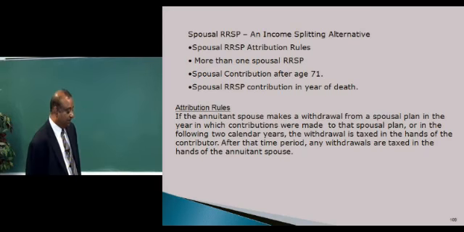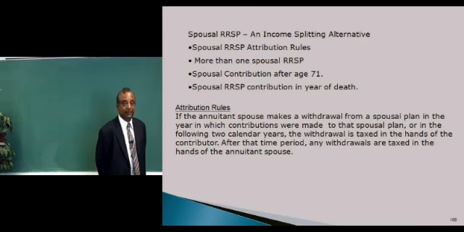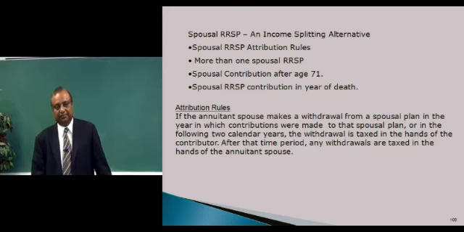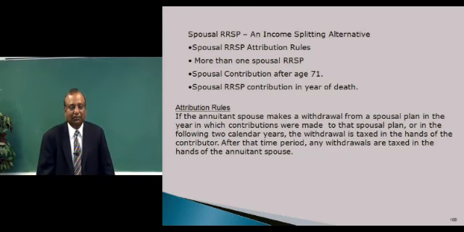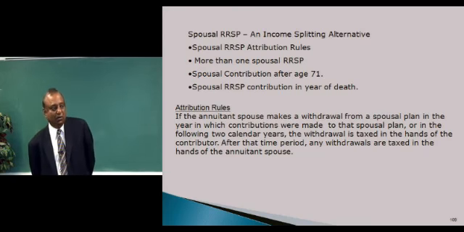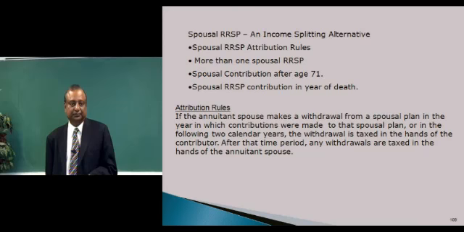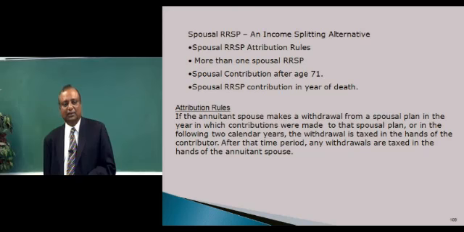Really, it makes more sense for a higher income spouse to contribute to an RRSP, whereas the lower income spouse is the annuitant. So that if the lower income spouse later withdraws the funds, he or she will be taxed at a lower tax rate than the higher income spouse. Though there are attribution rules, which state that if the annuitant spouse makes the withdrawal in the year in which the contribution was made, or in the following 2 calendar years, the withdrawals will be taxed in the contributor's hand. It's an income splitting method. You can save on taxes.